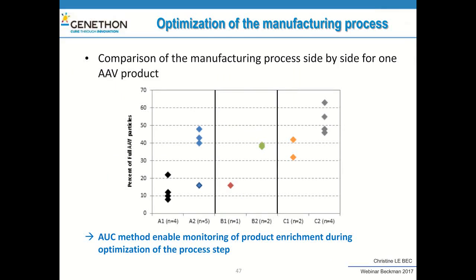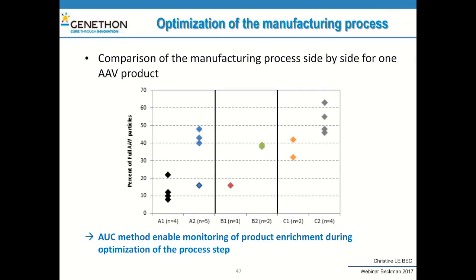And the last example is for optimization of the manufacturing process when you want to compare one process to another one by changing side by side one step. In our case, I can show you here when we have one process, we have in black between 10 to 20% of full particles. You change only one parameter of your process and you can increase until 40 to 50%.